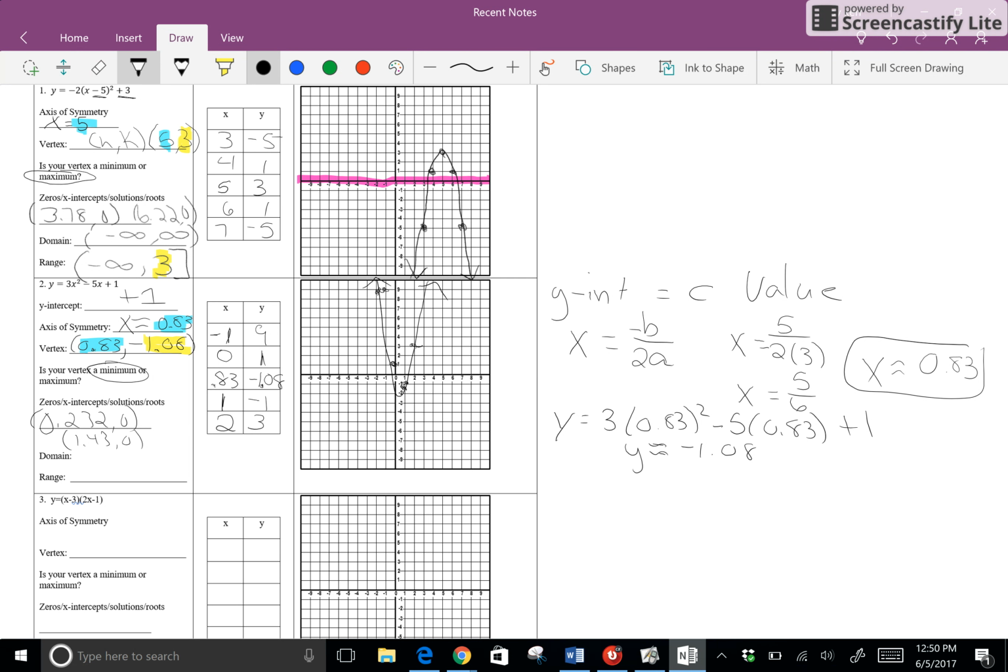Now your domain, once again, negative infinity to infinity. Your range, however, since it is a minimum, remember I highlighted this yellow range? That's going to come first, because when you move up, what's the first point it hits? Negative 1.08. And then if you keep traveling up, it's going to go towards positive infinity. So that is where your yellow comes into play again.